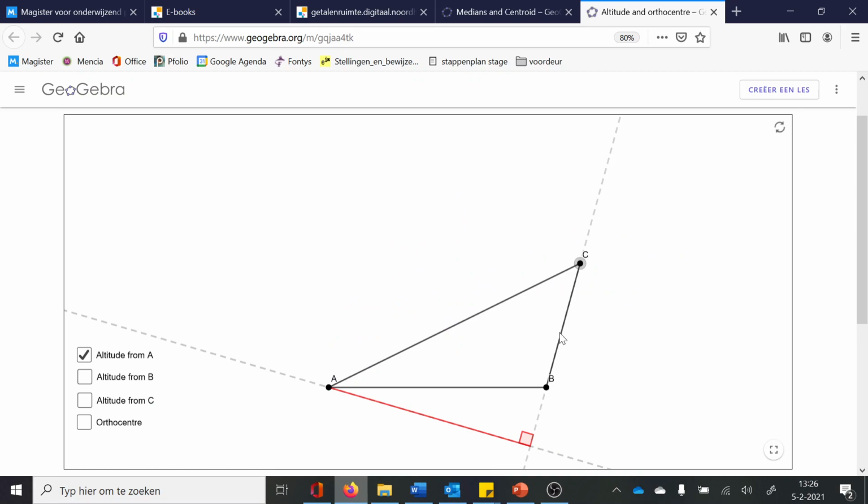Altitudes can occur outside of my triangle, because there's no way that I can find a line perpendicular on BC that goes through A. So that's why we now extend this line, right? Dot it and then find the perpendicular line. And for example, the altitude from B is still nicely inside of my triangle here. The altitude of C is also outside of my triangle.